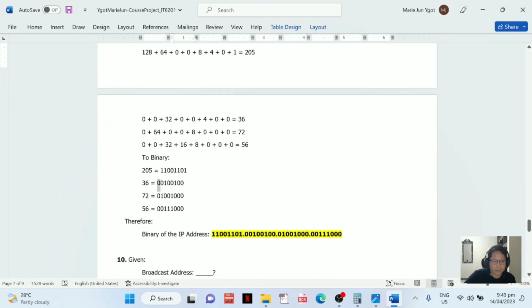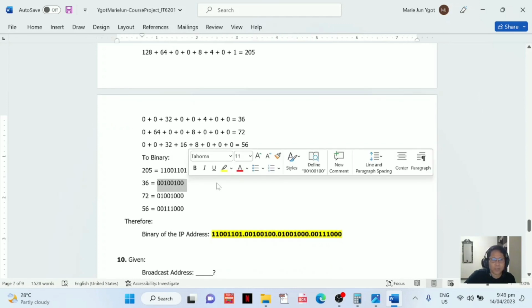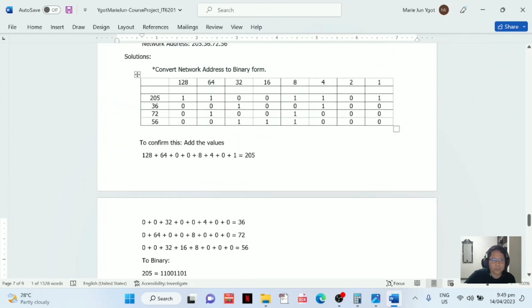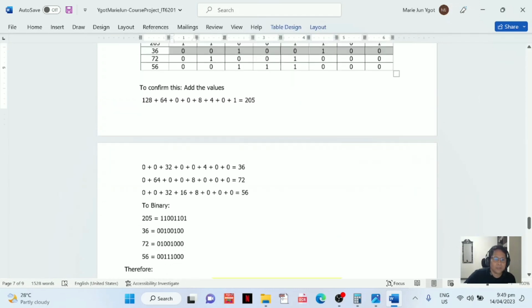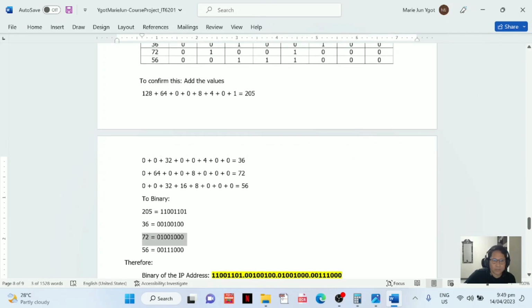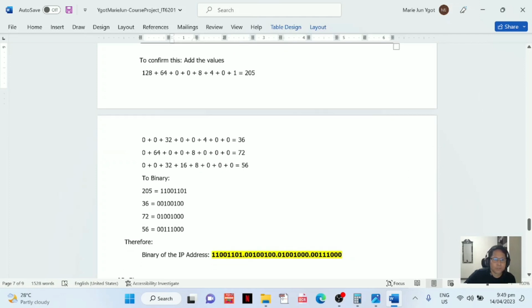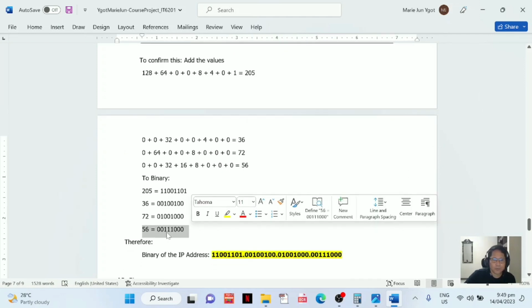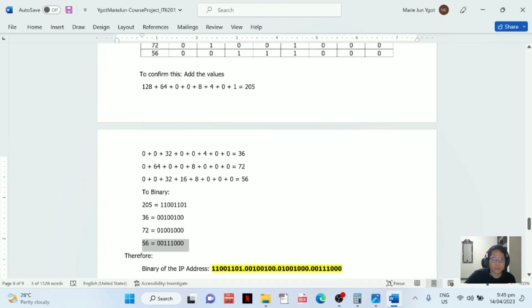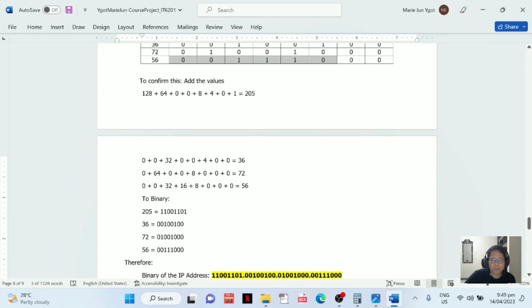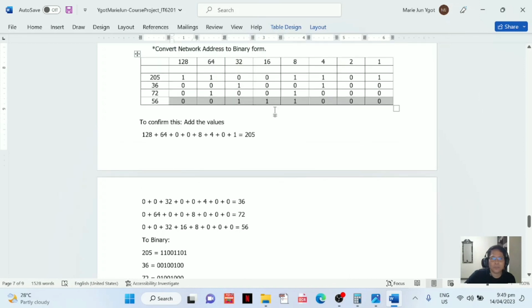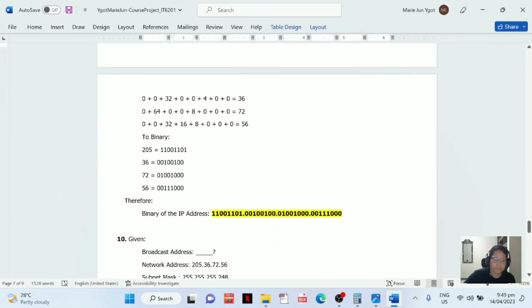And the 36 is 00100100. Yeah, this one. And the 72 is 01001000. So the 72 is here. And 56 is 00111000. So this is the binary form of 56. Okay.